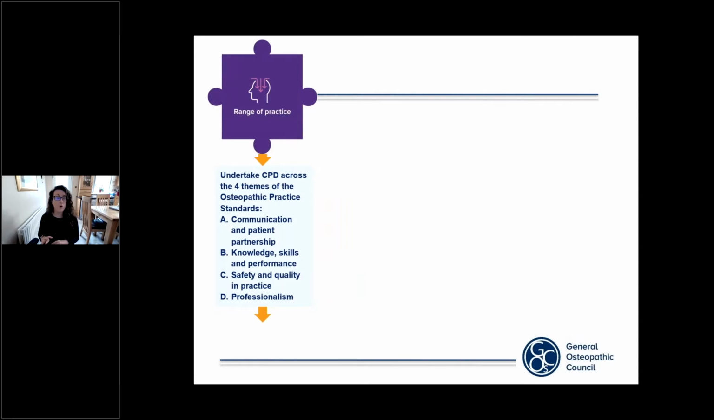So I'm just going to set case-based discussion in the context of the scheme now. There are 4 standards that you need to meet as part of the scheme. The first one is undertaking CPD in the 4 themes of the Osteopathic Practice Standards. Often, a lot of CPD historically has been undertaken in knowledge, skills and performance, but you need to undertake CPD that reflects also A, C and D, and equally CPD that reflects the breadth of your practice. So for example, if you're an osteopath who undertakes 1 day a week in education, you should undertake an appropriate portion of your CPD in the area of education and teaching practice.